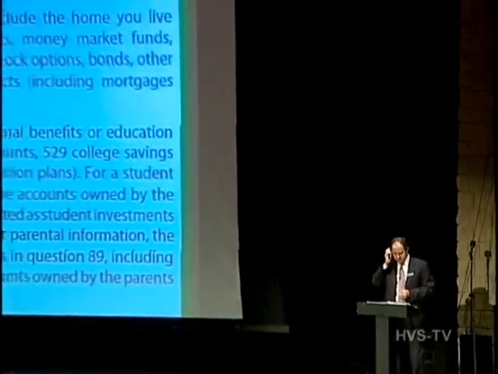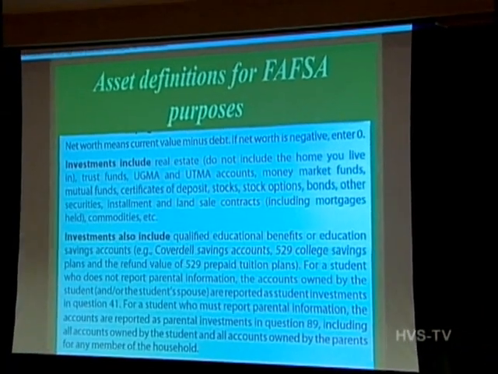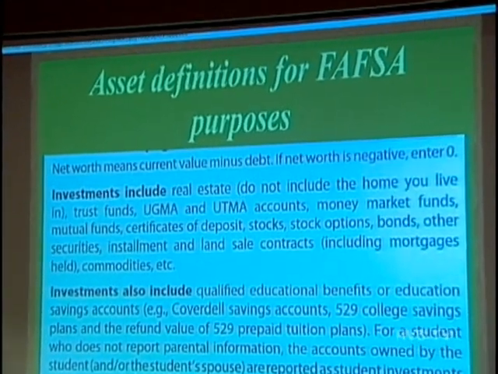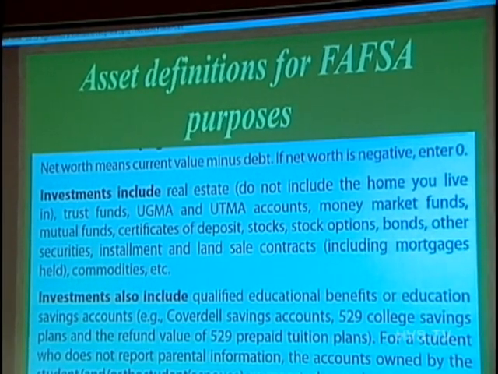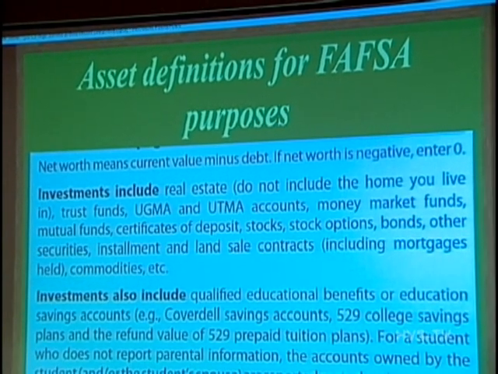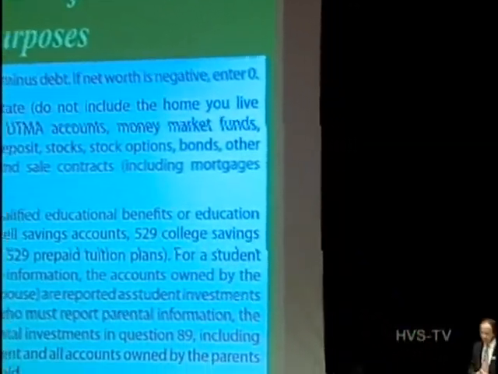Okay, next I'm going to ask you to refer to your orange handout. We're going to talk about assets and investments. Before we go through what they consider as assets and investments on the FAFSA, I'm going to talk to you about the simplified needs test and the automatic zero EFC. I'll tell you about the automatic zero EFC first.